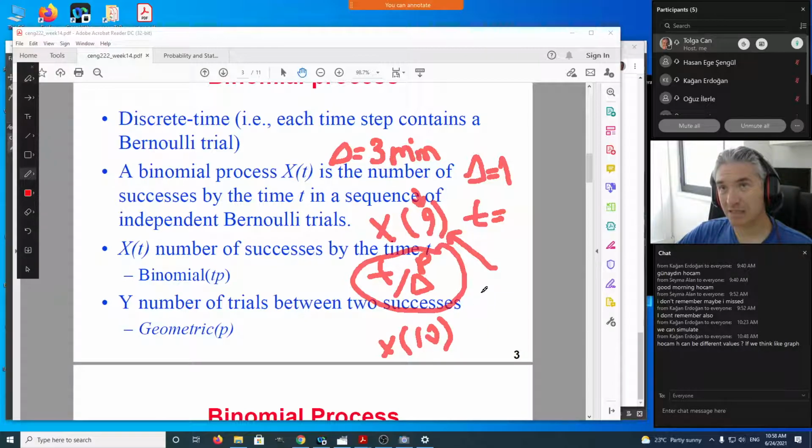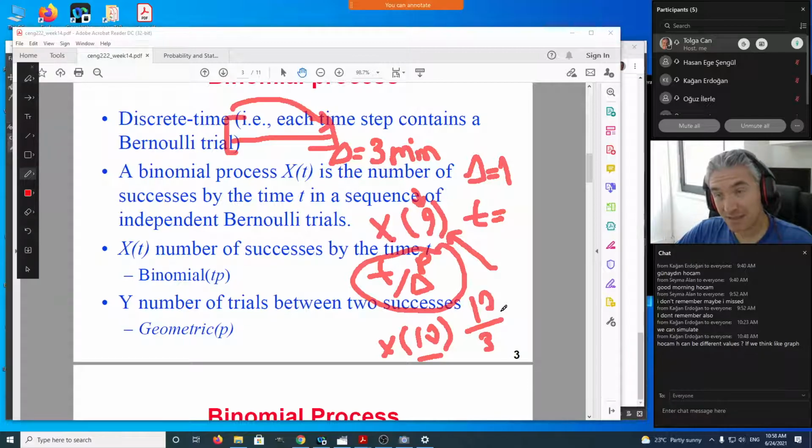In 10 minutes, I still do 3 trials, but where exactly you do the trial within the time frame of delta is not specified. So is it at the end of every delta? If you assume there's a trial at the end of every delta, then you can still do x10 divided by delta with integer division, to say that at 10 minutes I haven't done the 4th trial yet. So I'm still at trial number 3. You basically conduct an integer division to find the number of trials. But usually this will not happen.